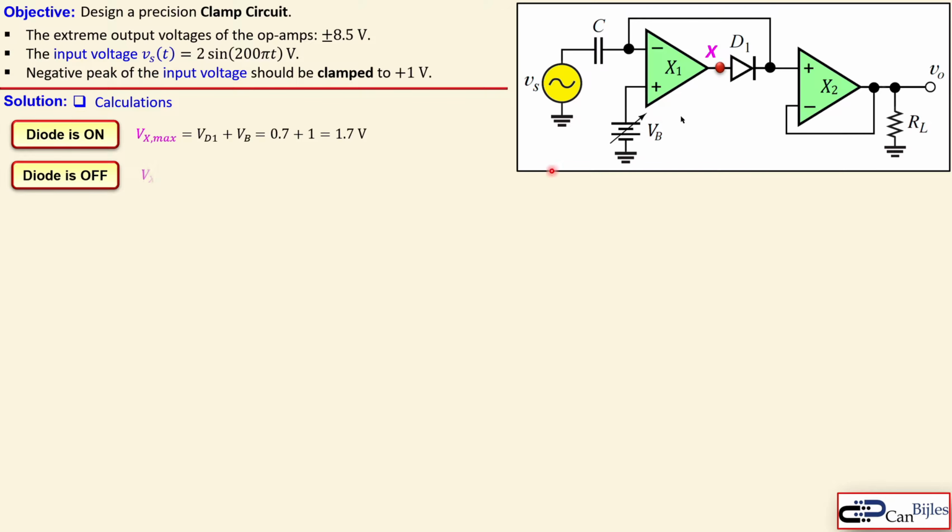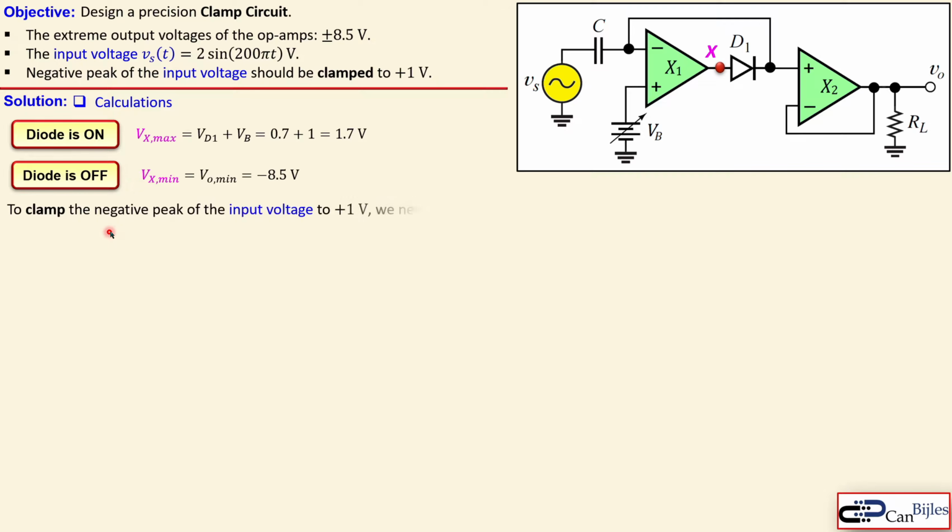And when the diode is off, that means there is no feedback path anymore here, so this is completely open. Then the Vx, the output voltage of the X1, will go into the negative part of the extreme case. That will be VO minimum, which is in this case minus 8.5 volts. So this is actually working as a bistable circuit.